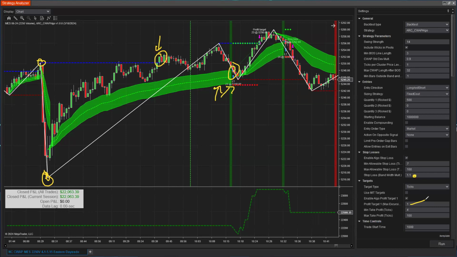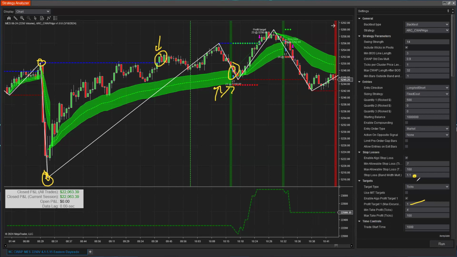Ticks. Enable multiplier. Multiplier of the excursion to the farthest excursion after the break. Yes, okay, got it. Cool. Good deal. So this is using the algo for the targets as well.